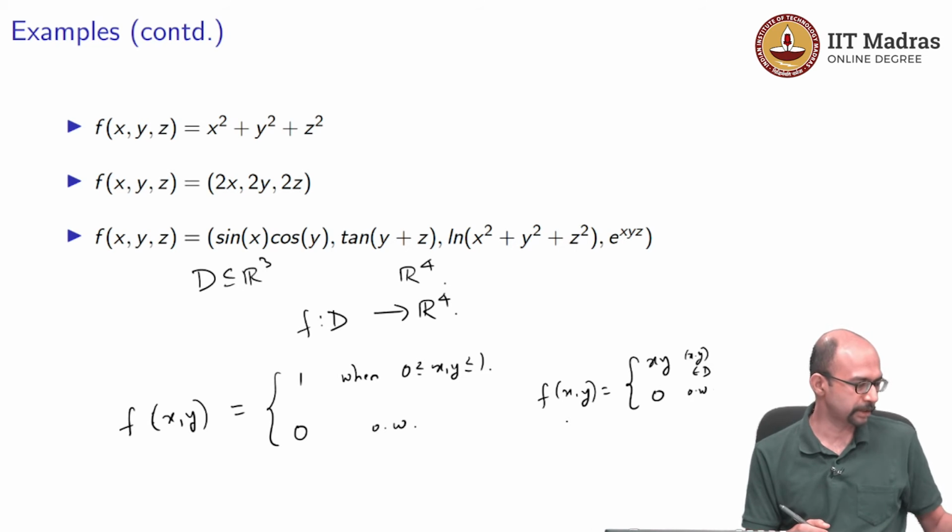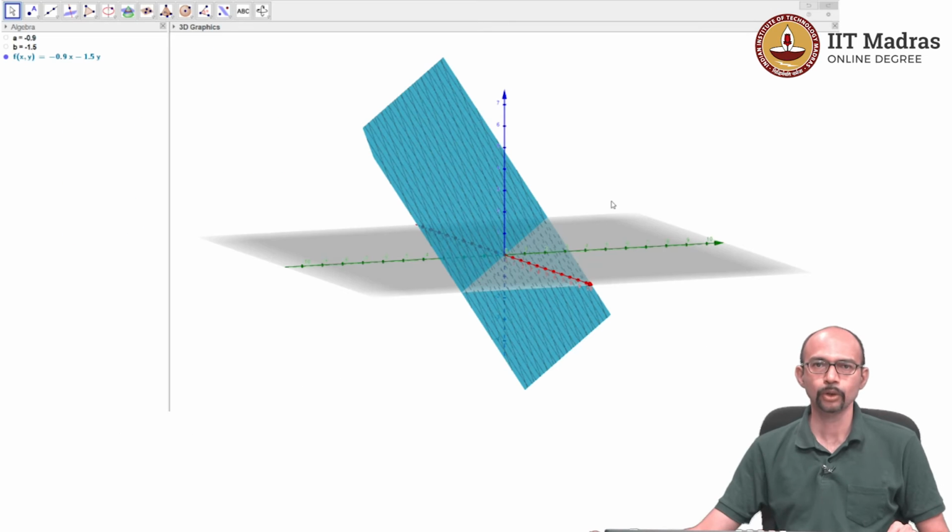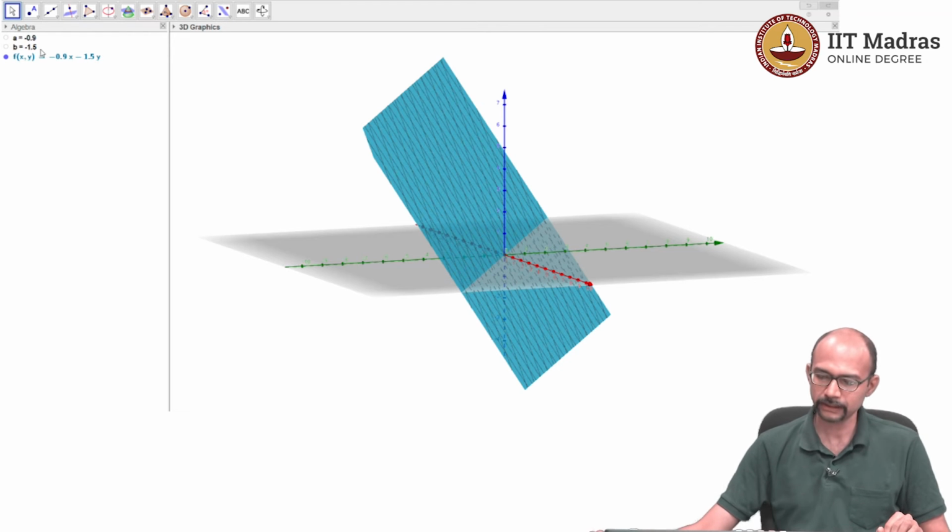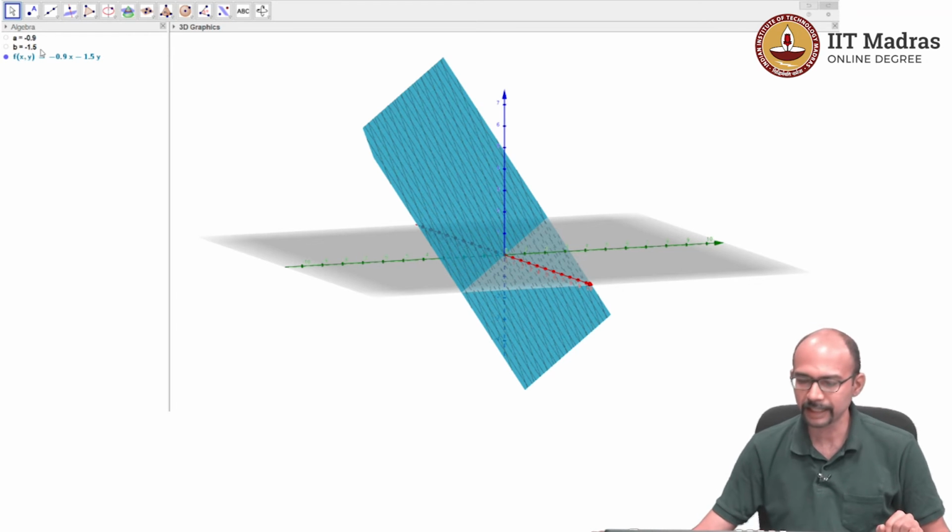Okay, so let us do some examples of some of the functions that we have seen. Here is a linear function. The function f of x y is minus 0.9 x minus 1.5 y. In fact, this function is f of x y is a times x plus b times y, and this a and b are varying in an interval. So if I play the slider, the function will change, and this looks like a plane. So linear functions, the graph looks like a plane.